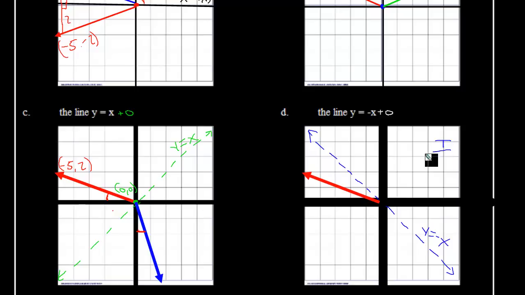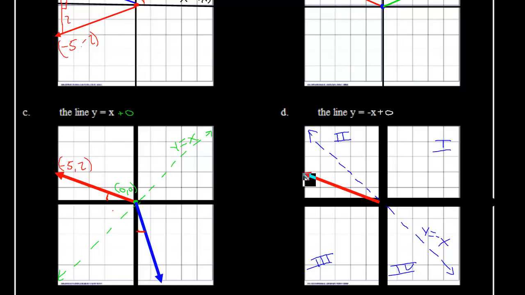Is it quadrant 1, quadrant 2, quadrant 3, or quadrant 4? It's quadrant 2. Let me show you this.